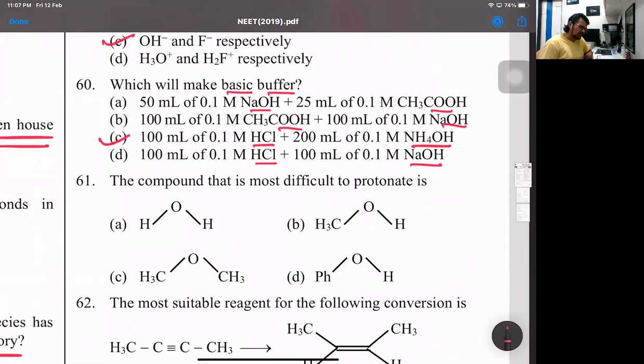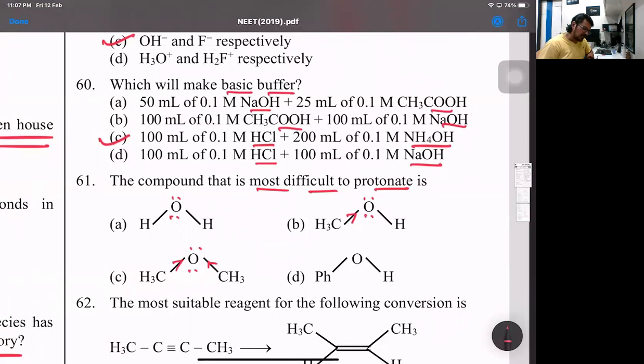Then 61, which of the following is most difficult to protonate over there? Now this question, what is the concept of protonation? How fast a lone pair can be donated? In water, oxygen can donate. Here, methyl will show plus I, so it will repel, it can donate. In fact, C will donate the fastest because both methyl groups will show plus I, so they will repel. So electron density on the oxygen atom will increase.